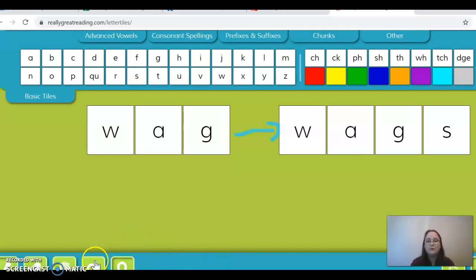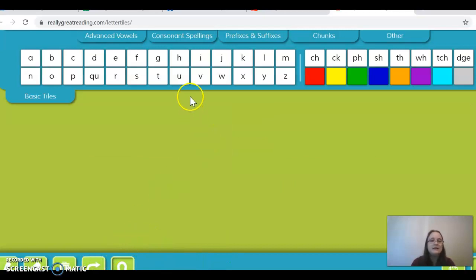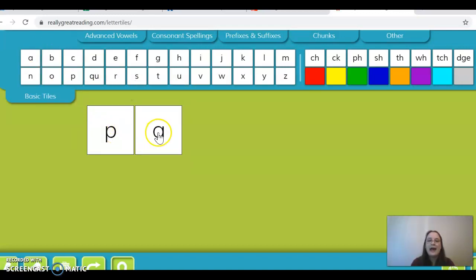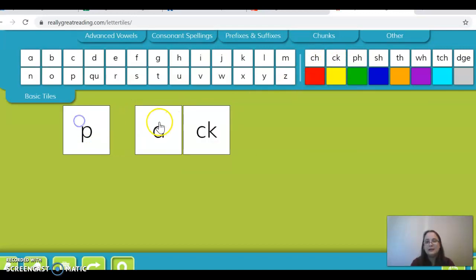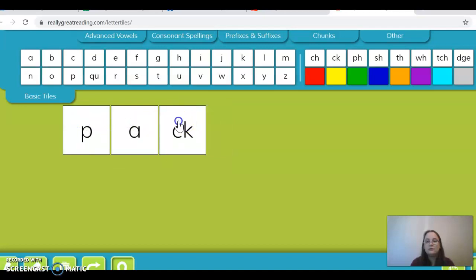Okay, friends, we have 1 word left, and it is pack. I pack for my trip. So we have p-a-k, and this word has a CK on the end. Okay, so go ahead and write this word down and then create your arrow. And then you're going to change pack to packs. Like James packs for his vacation to Hawaii. That would be awesome, friends, if we could go to Hawaii right now.